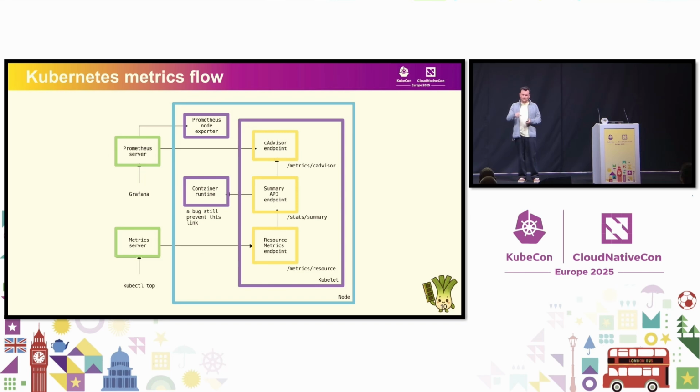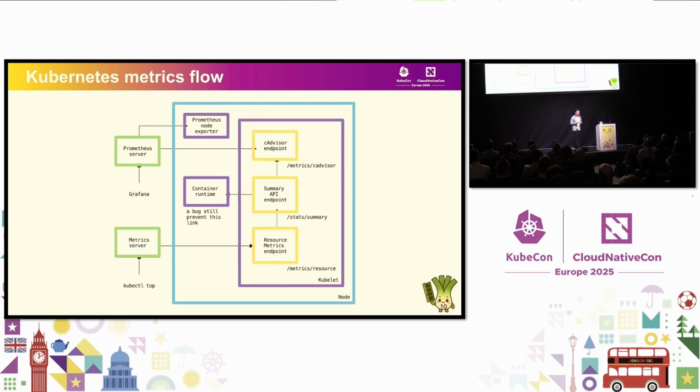You have kubelet, which is the one responsible for starting and managing the containers on your node. You have the container runtime, the Prometheus node exporter. This thing is running as part of a daemon set in the cluster, but it's running on the node and exposing metrics. And as part of the kubelet, you have a bunch of endpoints. Those are HTTP endpoints exposed via kubelet, exposing various metrics.